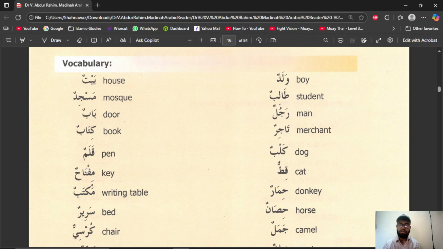The points to remember are to go through the lessons once again, revise them, and learn these vocabularies.